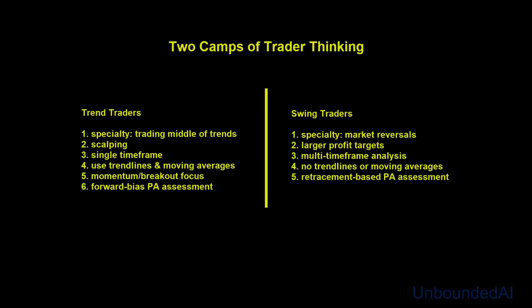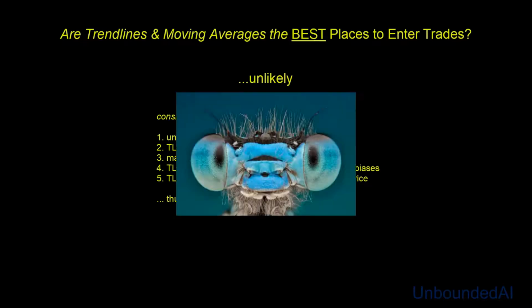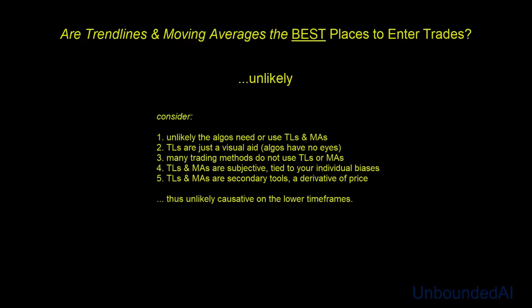With these two trader camps in mind, let's now consider those trend traders that swear by trading at their moving averages and trend lines as the very best places to enter trades. I would suggest to you that it is unlikely that the various algos controlling price movement require or are leaning against trend lines or moving averages. Algos have no eyes, so have no need for visual aids.